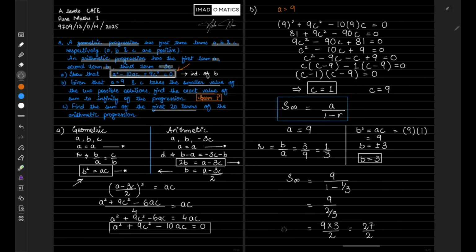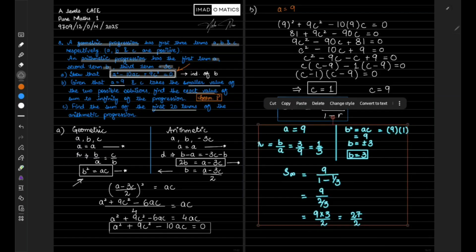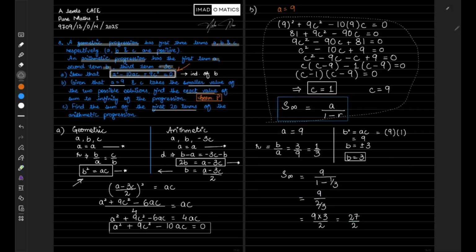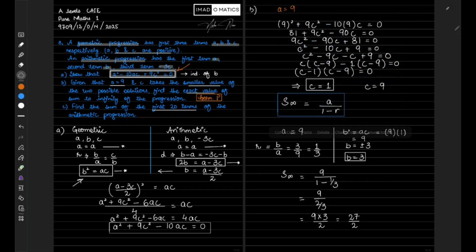I hope you understand this. The first part was a bit different than normally we have in a geometric or arithmetic progression question. It's a bit different, but the rest of the question is just use of formula, plugging in the values and getting the answer. Okay, that's all about question number 8.